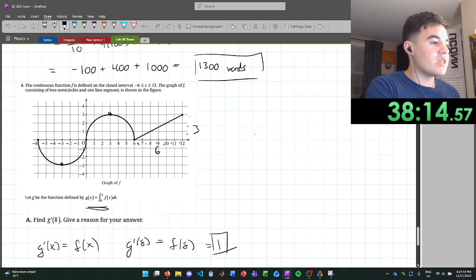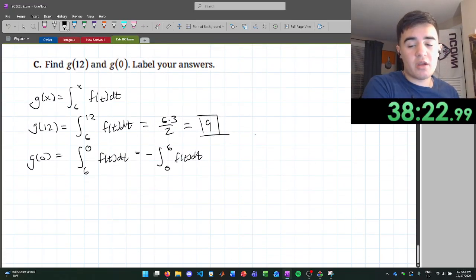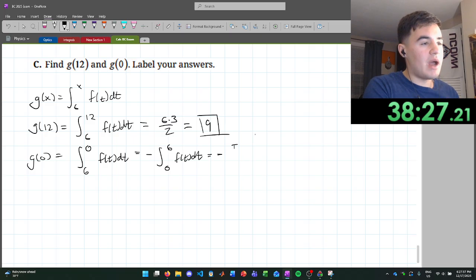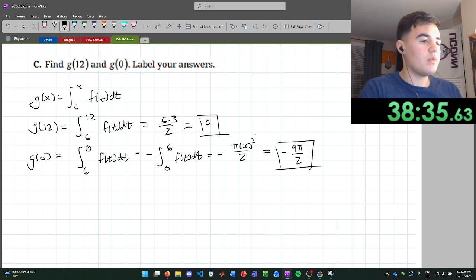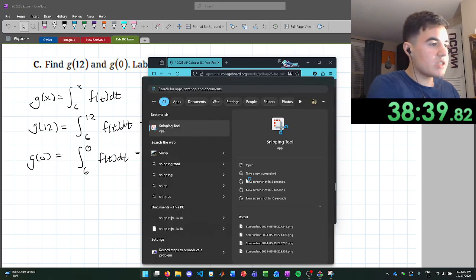So the positive area from 0 to 6 is just going to be the size of the semicircle, which has a radius of 3. Yep, just a semicircle of radius 3. So it's going to be pi r squared divided by 2, because it's a semicircle. So you put a negative pi times 3 squared over 2, which we could say is just negative 9 pi over 2. Finally, next question.